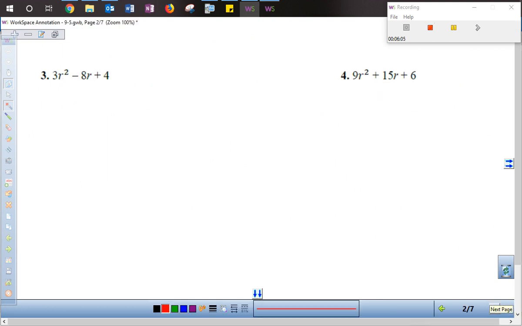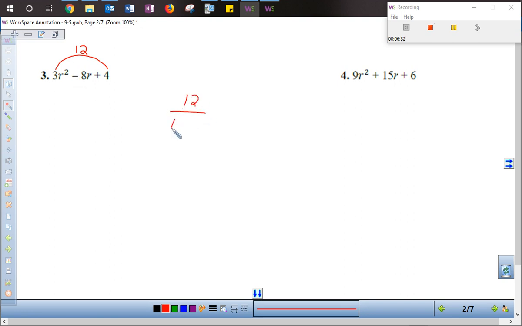Let's look at number 3. Again, the first thing we need to look for is a greatest common factor. So 3, 8, and 4 do not have a greatest common factor, and 4 doesn't have a variable, so there's no GCF. I have 3 terms here, and my a value is 3, which means that I need a frowny face factor. So I'm going to take 3 times 4 to get 12, and I need to find the factors of 12 that add together to be a negative 8.